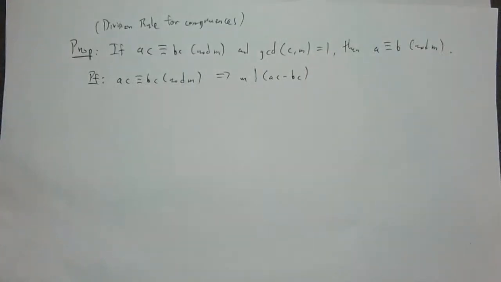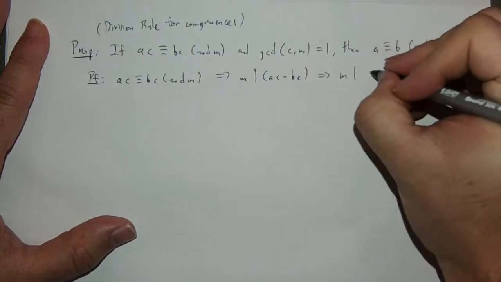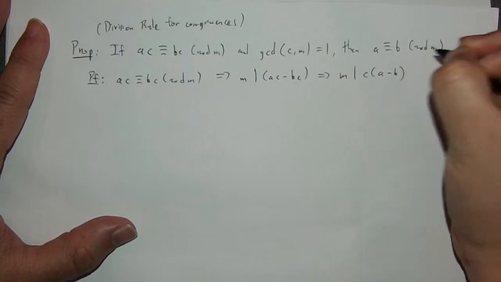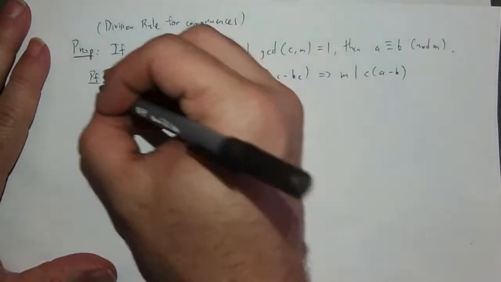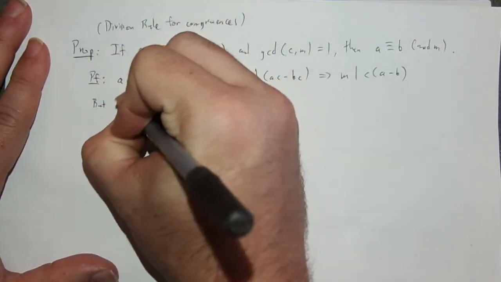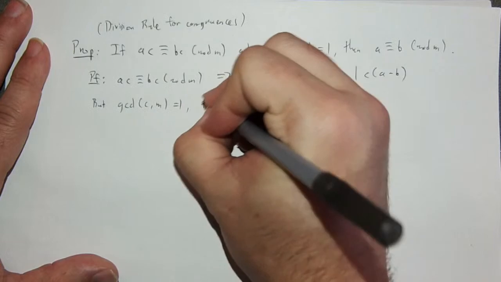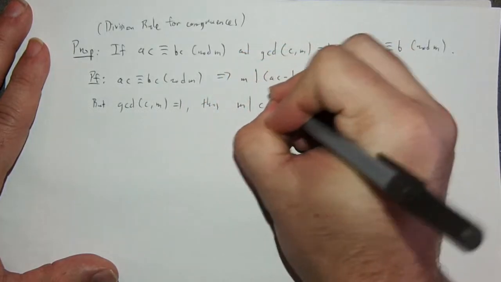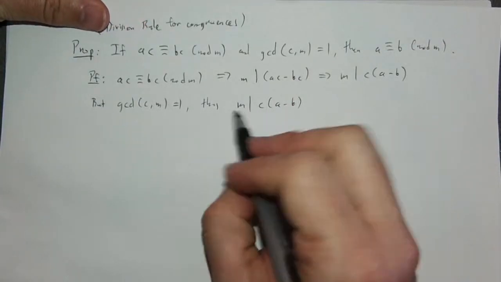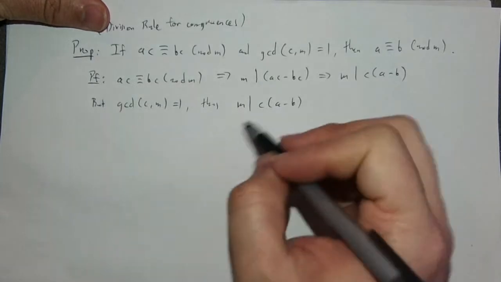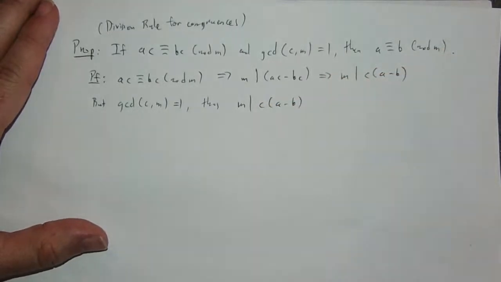Right, that's what it means. Of course, I can factor this, so this means that M divides C times A minus B. You understand what's about to happen now. But the GCD of C and M is 1. So M divides a product, C times something, but M and C have GCD 1. So if M divides a product, C times something, then M must divide the something. It must divide A minus B.